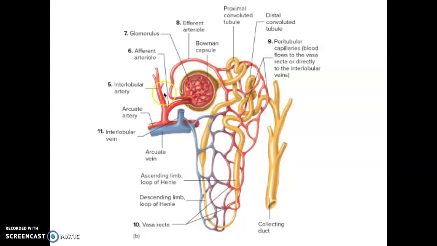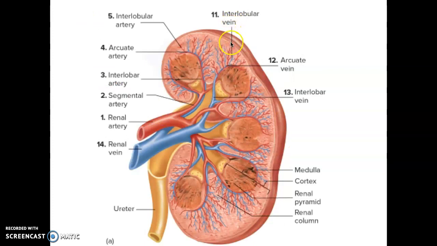Then we get back the blood toward the venous system, and if we can remember the name for the arteries, then we can remember the name for the veins. The interlobular or cortical radiate veins are going to be found in the cortex. They are collecting blood from the peritubular capillaries and vasa recta, and they are delivering blood into the arcuate veins.